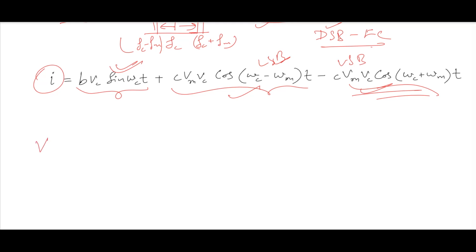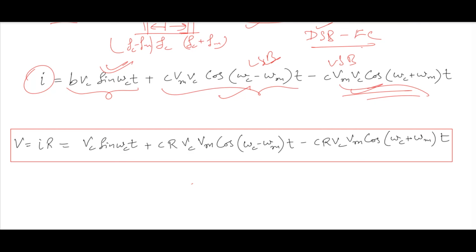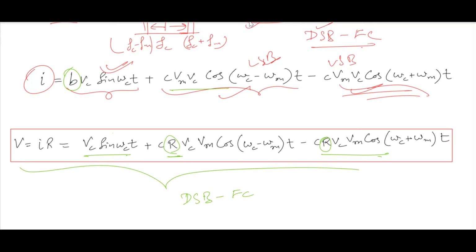Now to calculate the modulated voltage, I'll multiply this current simply by R, so that the modulated voltage, the DSB-FC voltage, becomes equal to Vc sine omega ct and so on. Actually this B is the conductance, the reciprocal of resistance, so it will cancel out with the resistance R. We have multiplied R in here, and likewise here also we have multiplied with R. So this is the final equation for the voltage of DSB-FC AM that we have generated using a square law modulator or square law device.